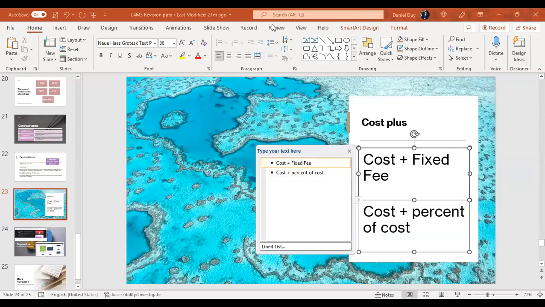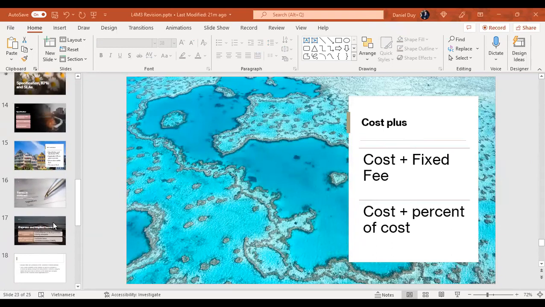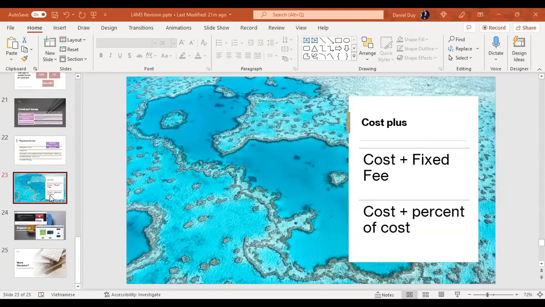No, Sherman, actually, in L4M3, there is no calculation question. The thing here is that you need to remember all the formulas in cost plus or other sections like the liquidated damages. That's all. You don't need to calculate anything.